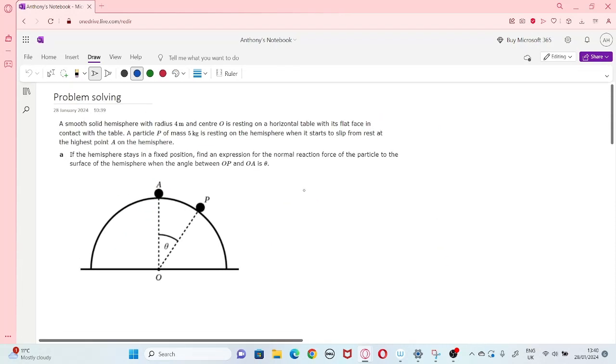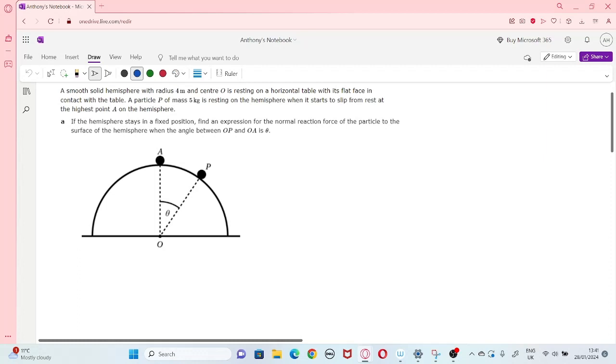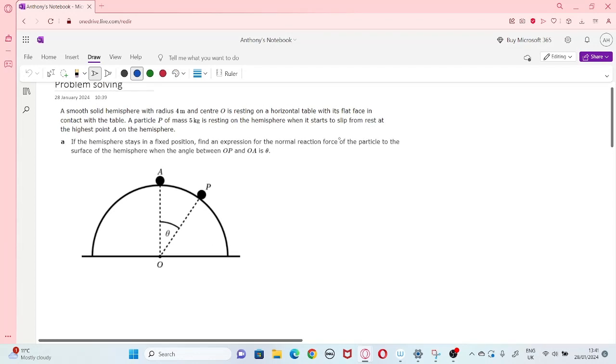Now on to some more problem-solving questions. This one will require both conservation of energy and forces. So we'll go through it. A smooth solid hemisphere with a radius of 4 meters and a center of O is resting on a horizontal table with its flat face in contact with the table. A particle P of mass 5 kilograms is resting on the hemisphere when it starts to slip from rest at the highest point, point A, on the hemisphere. If the hemisphere stays in a fixed position, find an expression for the normal reaction force of the particle to the surface of the hemisphere when the angle between OP and OA is theta.